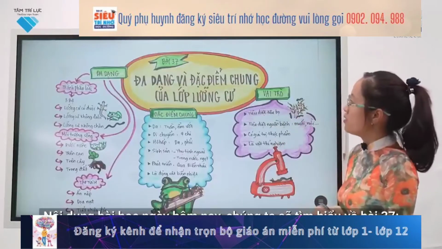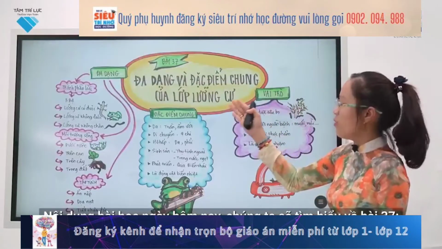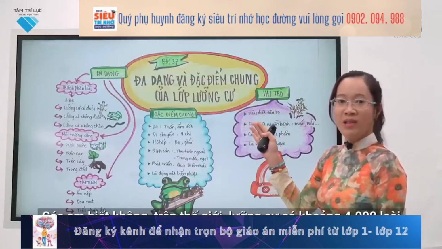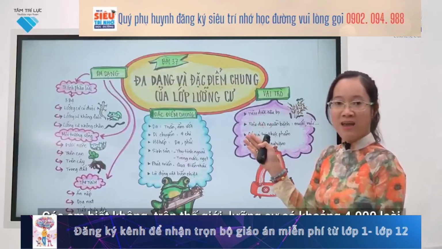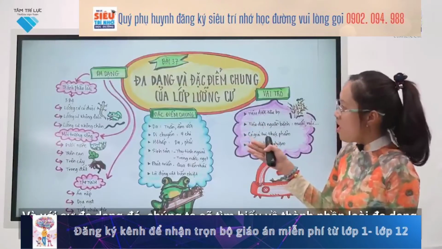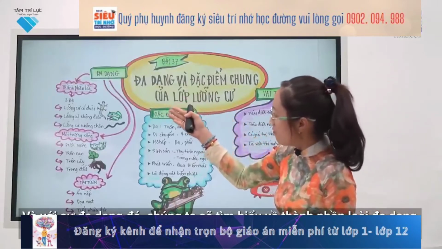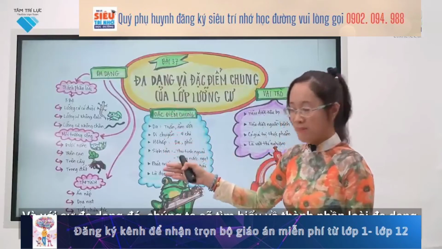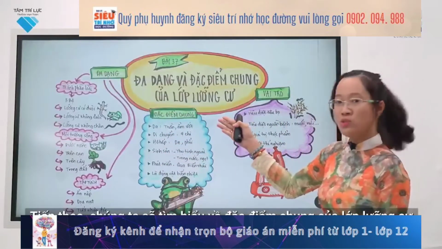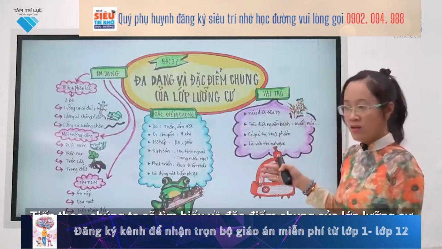Today's lesson content, we will learn about Lesson 37, Diversity and General Characteristics of Amphibian Class. Did you know there are about 4,000 species of amphibians in the world, and in Vietnam we have discovered about 147 species. With that diversity, we will learn about how diverse the species composition is, the habitat, and the behavior. Next, we will learn about the general characteristics of the amphibian class and the role of amphibians in human life.